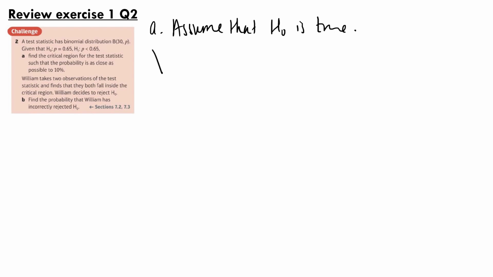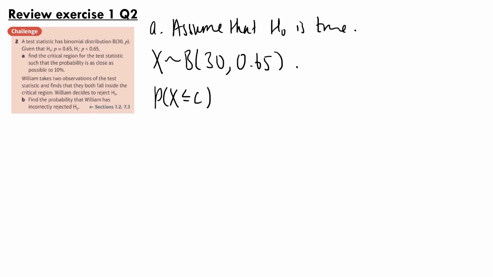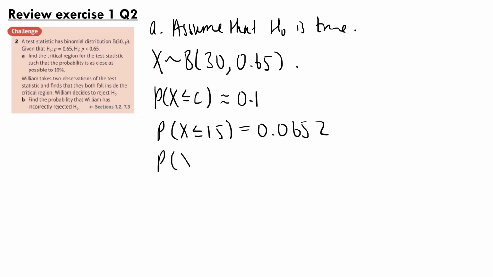and therefore we have X is binomially distributed with n equals 30 and p equals 0.65. Now to find the critical region, we need to find a value of c for which the probability that X is less than or equal to c is as close as possible to 10%, or 0.1. So on your calculator, go into binomial CD and using the list function, you should get that the probability X is less than or equal to 15 is equal to 0.0652, and the probability that X is less than or equal to 16 is equal to 0.1263.